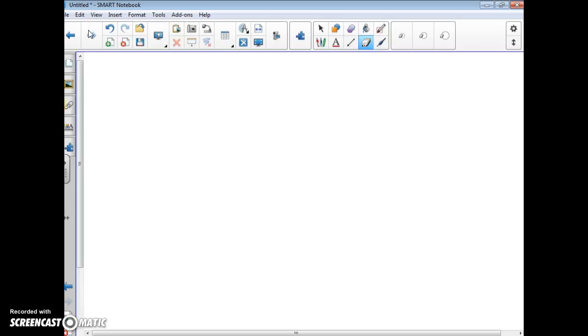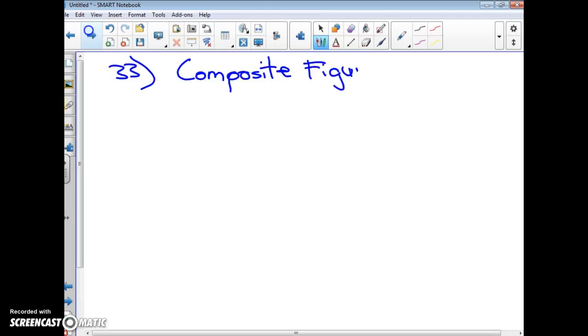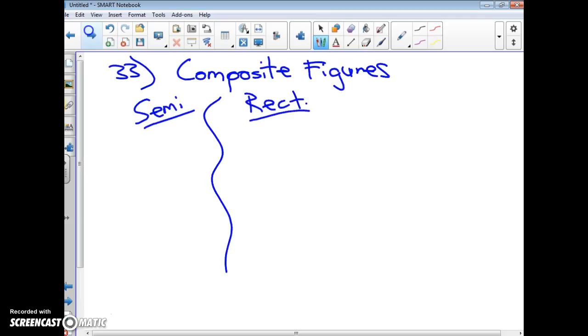I do wanted to make sure that I got 33 in this video for you. 33 is a composite figure, which means it's made up of other figures that we actually know how to find the area of. So doing that, looking at it left to right, I've got a semicircle, a rectangle, and a triangle. Now the directions say find the area of this entire figure. But what I'm going to do is split it up into these 3 shapes, find the area of each individual shape, and then add the total together.